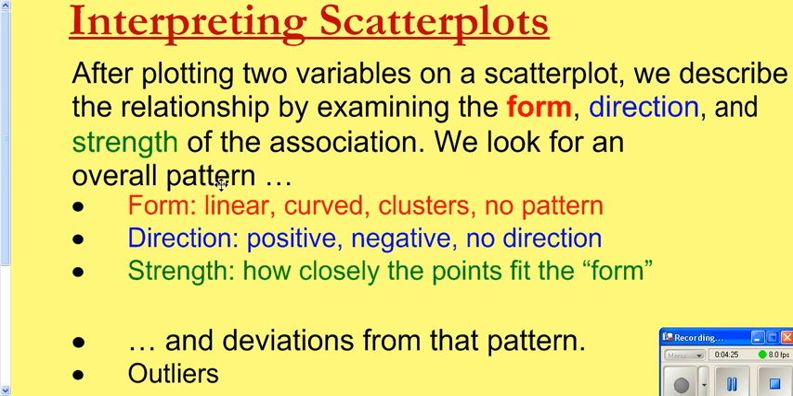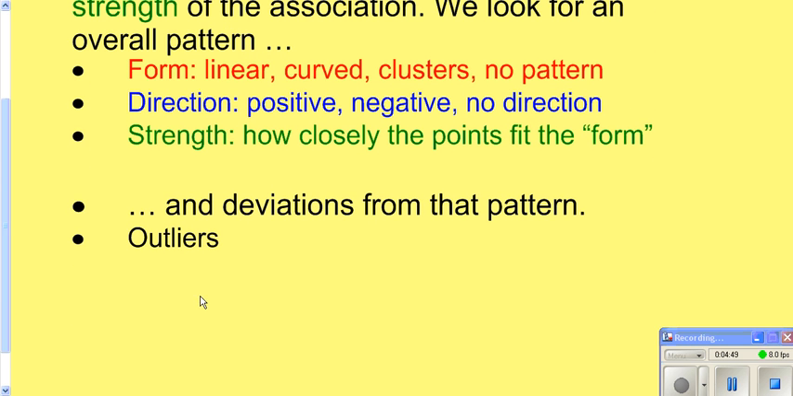Now, if it does happen to be curved or linear, how close are the points to that line or curve? That's referred to as your strength. If they are really close to it, we would say it's a strong relationship. If they're somewhat close to it but somewhat scattered out, we would say it's a weak relationship. You also want to look for overall deviations from the pattern, meaning outliers.